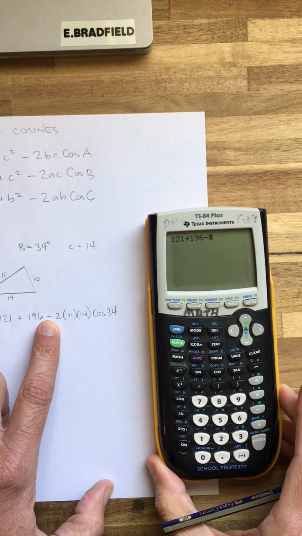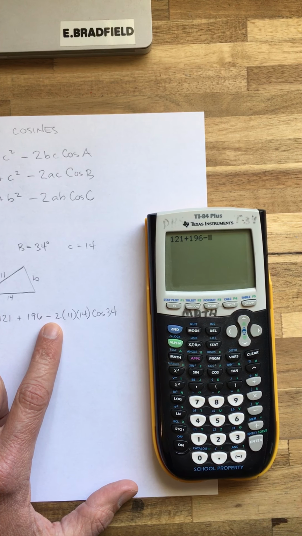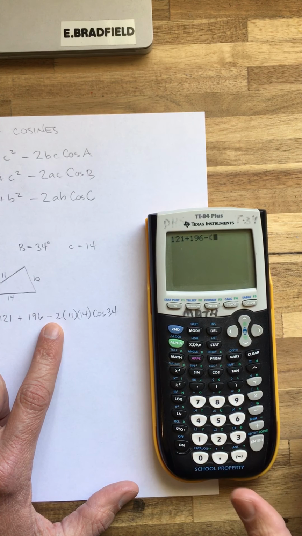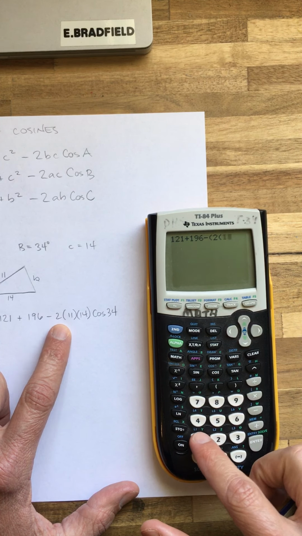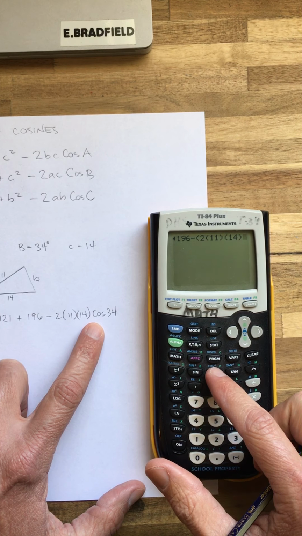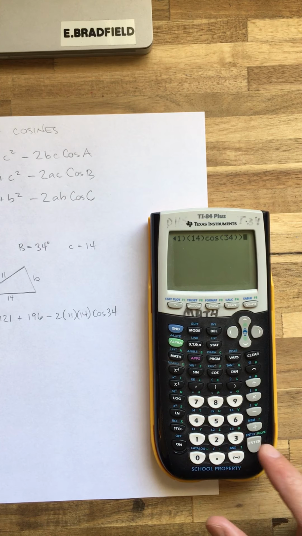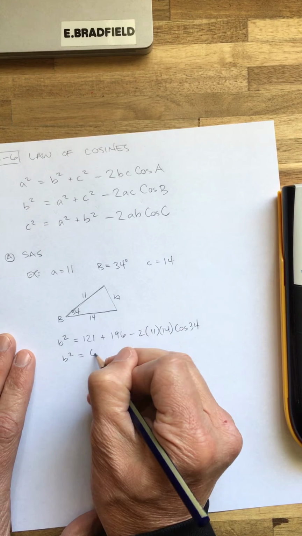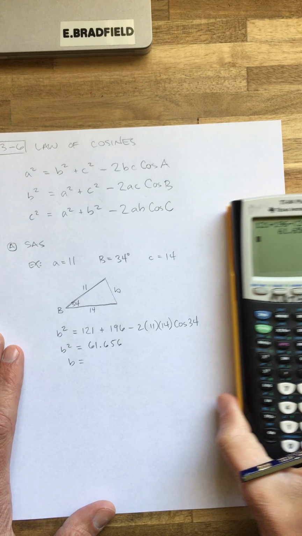Can you see that there? Okay, cool. Now I'm going to put this whole thing in parentheses just because I'm afraid that I'll mess something up. So minus, parentheses, 2 times 11 times 14 times the cosine of 34, close the parentheses. Now I'm going to close the entire parentheses, and that equals 61.656. So b is going to equal the square root of that.